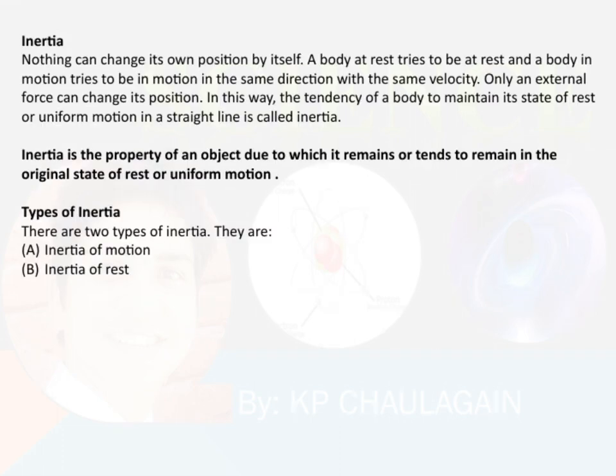Let's talk about inertia, a fundamental concept in physics. Simply put, nothing can change its own position by itself. If an object is at rest, it wants to stay at rest. If it's moving, it wants to keep moving in the same direction at the same speed. Only an outside force can change that. This natural resistance to change is what we call inertia. It comes in two forms, inertia of rest and inertia of motion. Both describe how objects resist changes to their current state.